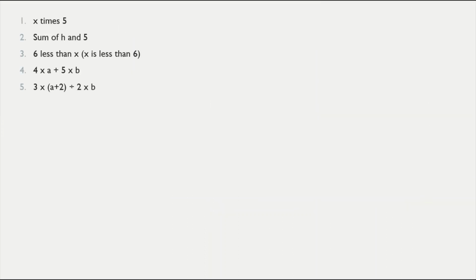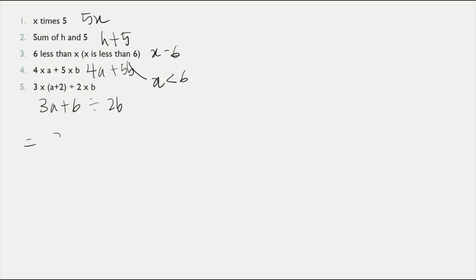Here are some questions. X times 5 should give you 5x. Sum of h and 5 would be h plus 5. 6 less than x would be x minus 6. And do not confuse it with x is less than 6, which would be x less than 6. This would be 4a plus 5b. 3a plus 6 divided by 2b, which would give you 3a plus 6 over 2b.